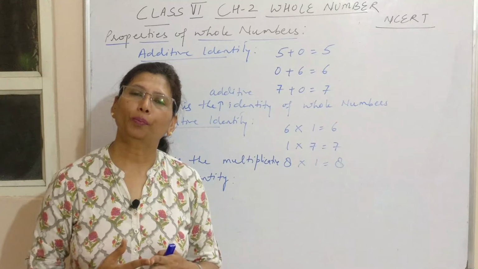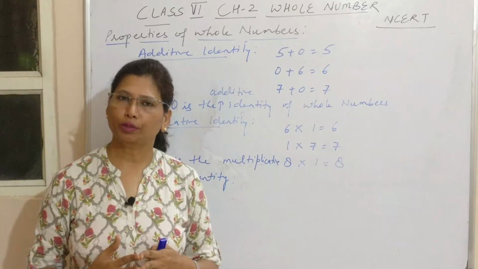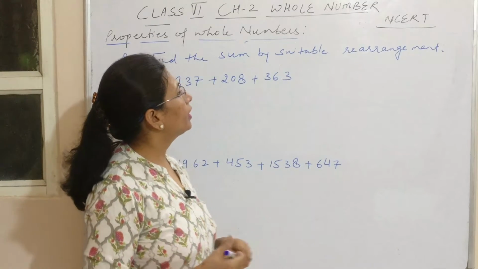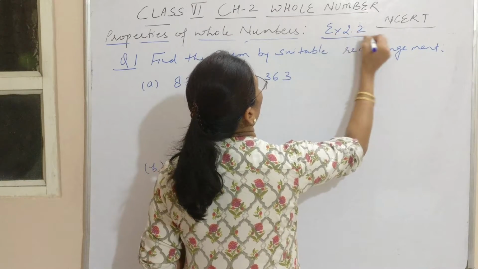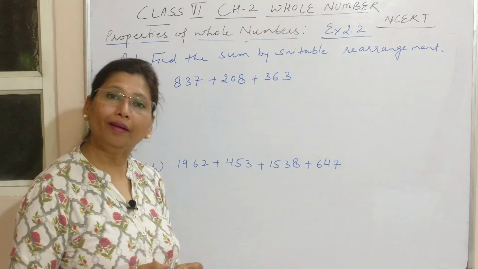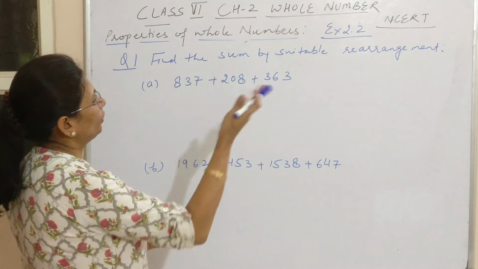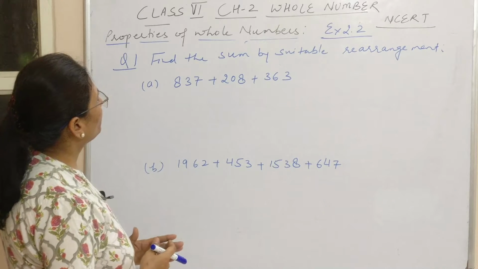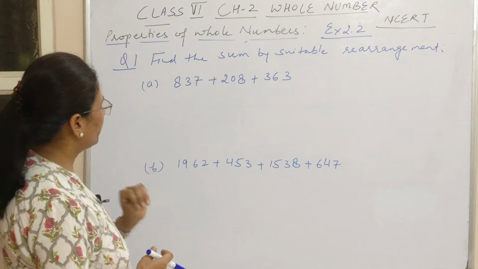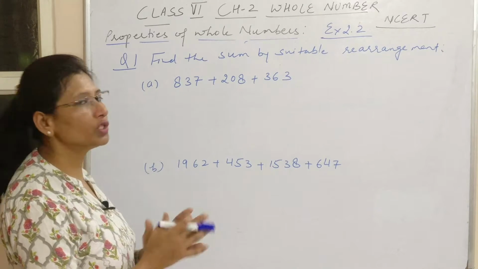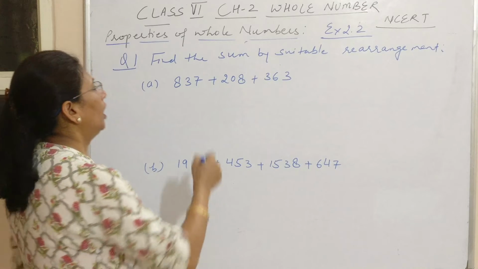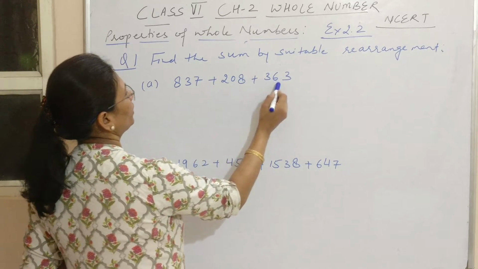So stay tuned. I'm taking exercise 2.2, question number 1, where we have to find the sum by suitable rearrangement. You can see in question number 1, part A, we have 3 numbers, and in part B we have 4 numbers. We have to see which number goes well with the other number. Now here, 837 plus 208 plus 363.